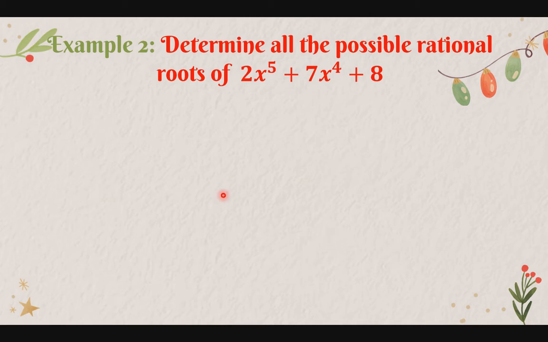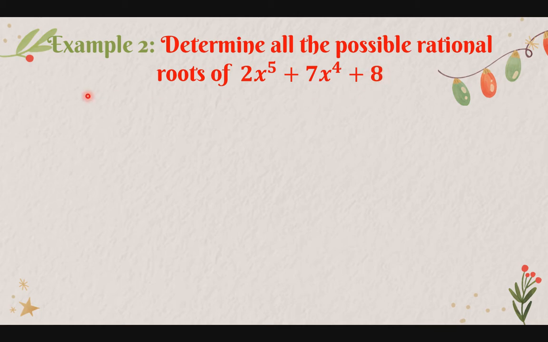So, next, example number 2. Again, ang ginagawa po natin dito, ililista lang natin yung mga posibleng maging roots nila. So, yun po yung sinasabi ng rational root theorem. Kukunin mo lang yung kanilang ratio ng p at q. So, magiging p over q.